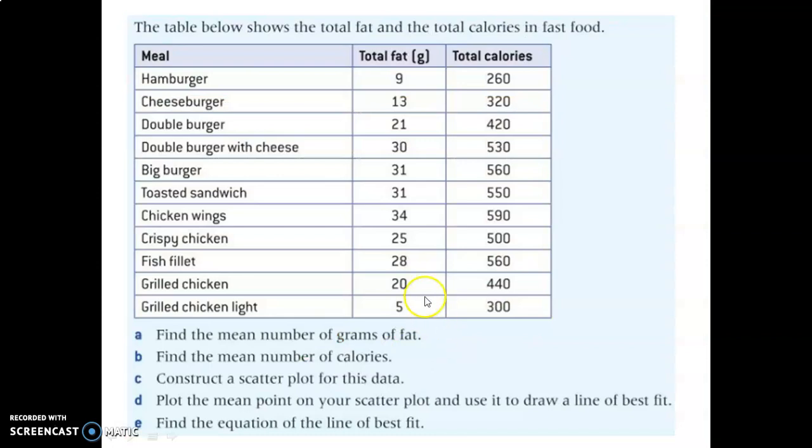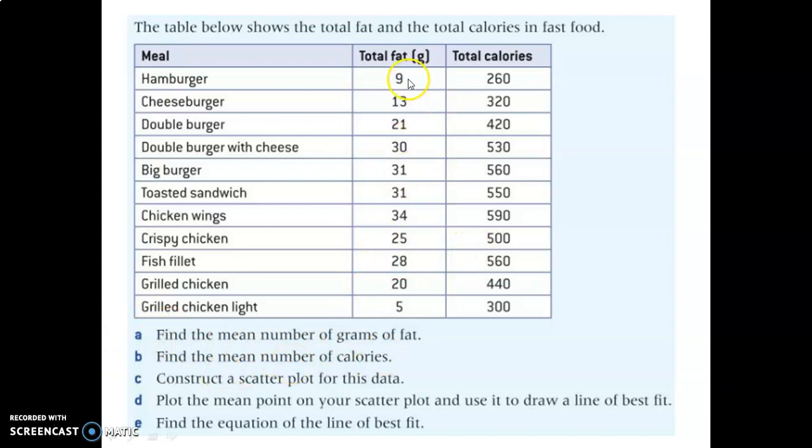Let's try that with this data here. Here we have data that has different fast food items, and it shows the total fat of those items and the total calories of those items. We're going to see if there's a correlation and then find the line of best fit for this data. Let's begin by solving A and B, which is to find the mean number of grams of fat and the mean number of calories.